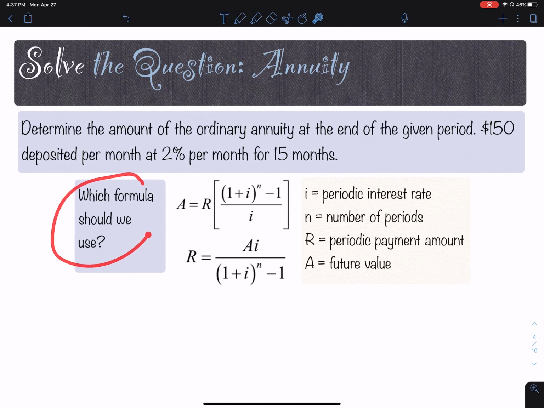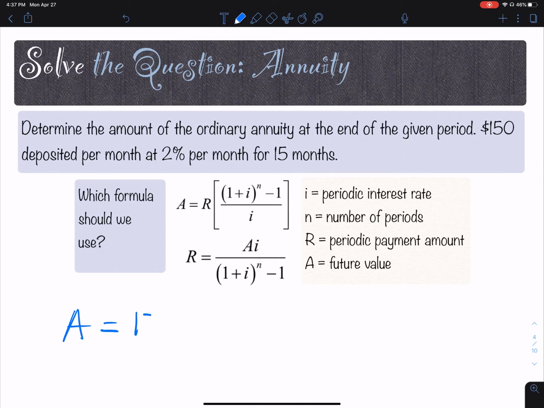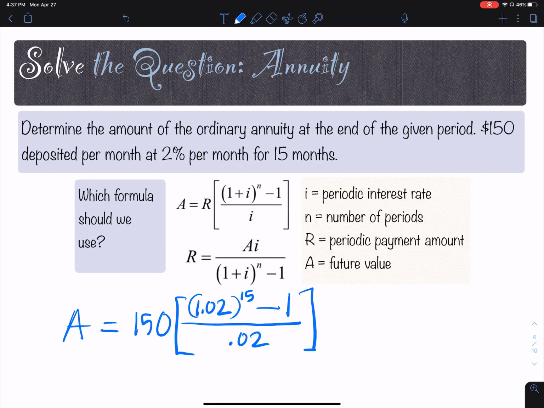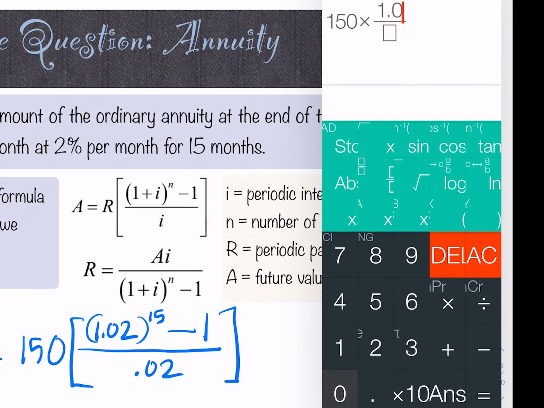So, which formula should we use? It says determine the amount of the ordinary annuity at the end of the given period. So that would be the future value, A. So all we've got to do is plug it in. So A equals 150 times 1.02, because i is 0.02, raised to the 15, minus 1, divided by 0.02, and that's it. Let's plug it into a calculator. 150 times 1.02 raised to the 15 minus 1 divided by 0.02.